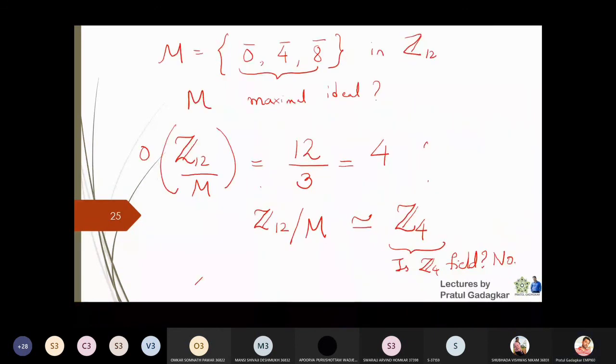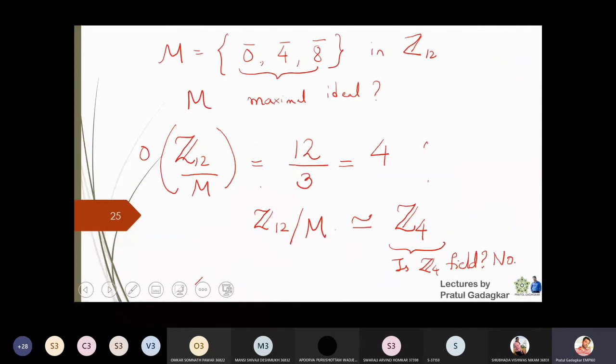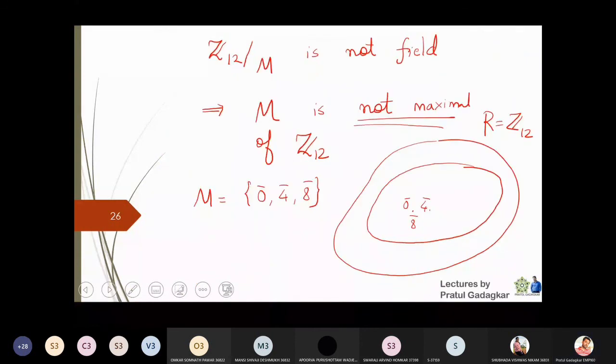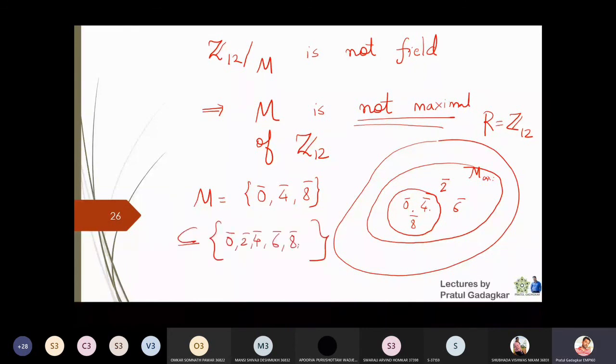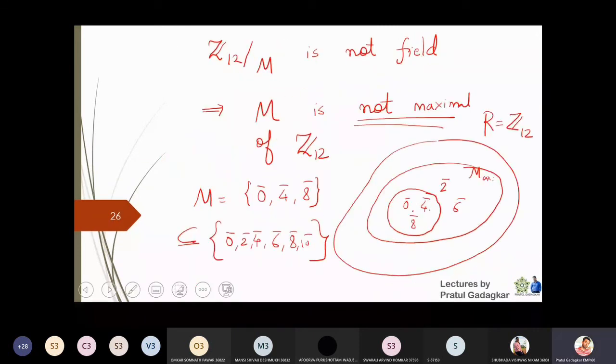0 bar, then we have discussed it here. See, 0 bar, 2 bar, 4 bar, 6 bar and 8 bar, right? So there is a larger ideal, namely 0 bar, 2 bar, 4 bar, 6 bar and 8 bar, which contains this smaller ideal. And we have proved that this is a maximal ideal. So this ideal is contained in a larger ideal, namely 0 bar, 2 bar, 4 bar, 6 bar, 8 bar, 10 bar. Okay, that 10 bar is also there. So therefore this ideal is contained in a larger ideal. So how can this ideal be a maximal ideal? That is what we have concluded, that this ideal is not a maximal ideal.